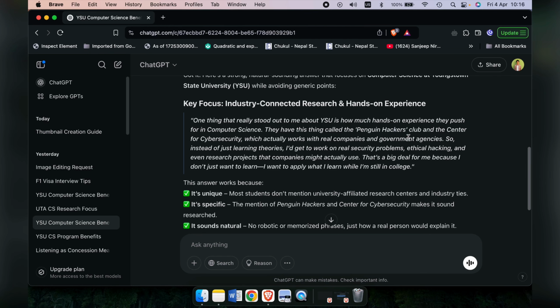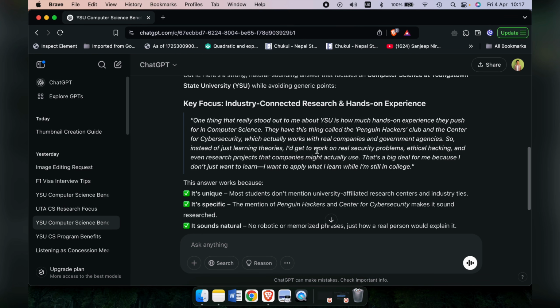If we had only talked about this hands-on experience here, that would be a generic answer. But by mentioning this Penguin Hackers Club, we have made our answer more specific and personal. Also, instead of saying I will gain practical experience, we are saying that we would get to work on real security problems, ethical hacking, and even research projects. And this is far better than those general answers that visa officers hear every day.